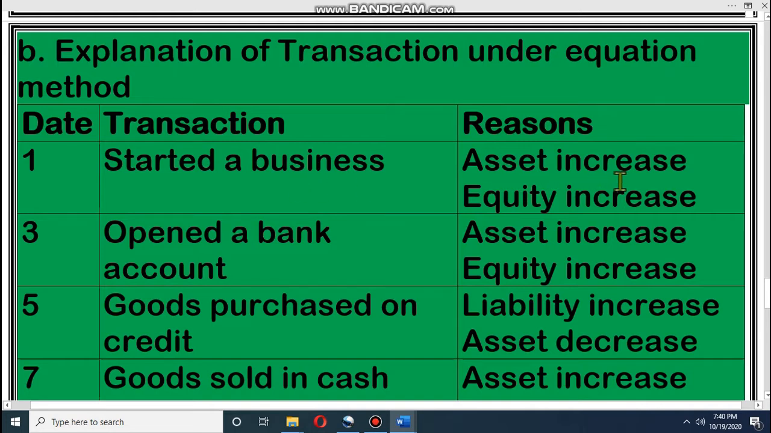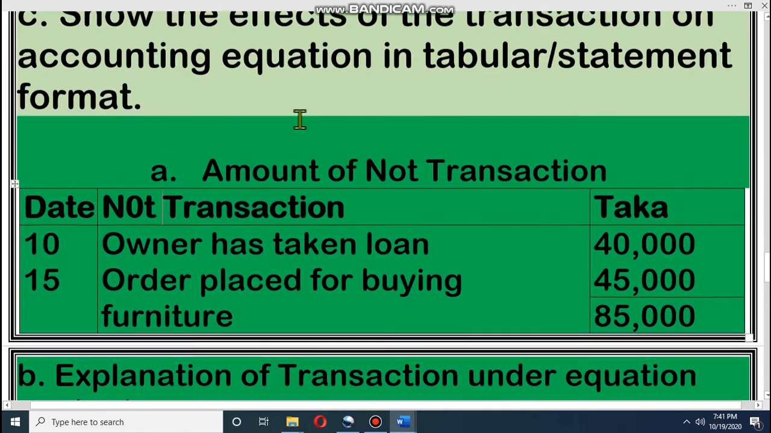Here our asset increases because the owner has given money, cash money increases, so our asset increases. On the other hand, who has given the money? Dear student, it is the owner. That's why owner's equity also increases. So asset increases and equity increases. Started business: here asset increases and equity increases. Dear student, now the next transaction.